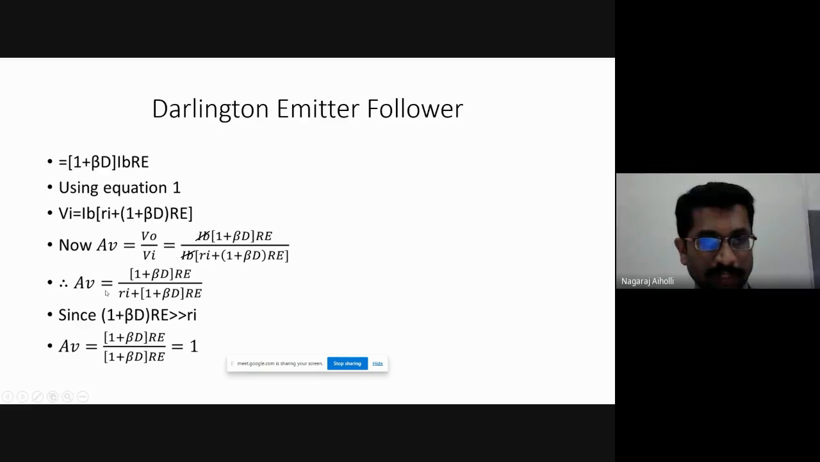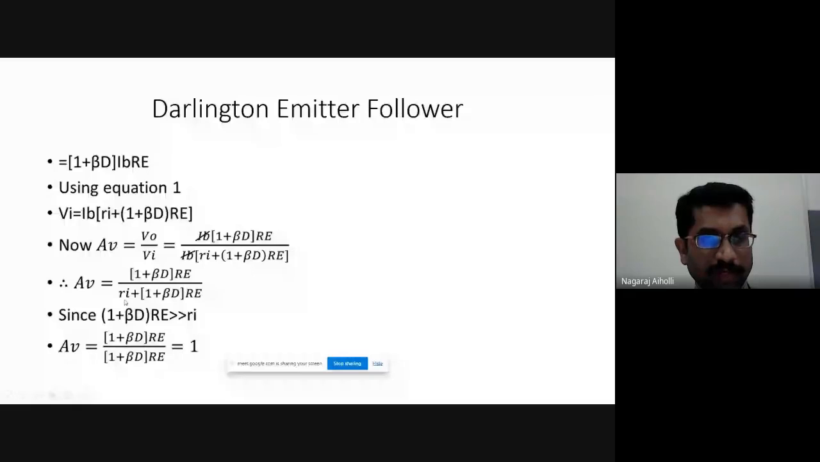Therefore, voltage gain will be Av = (1 + βD) RE divided by Ri + (1 + βD) RE. But here (1 + βD) RE is very much larger than Ri. Comparatively, (1 + βD) RE is very larger than Ri.